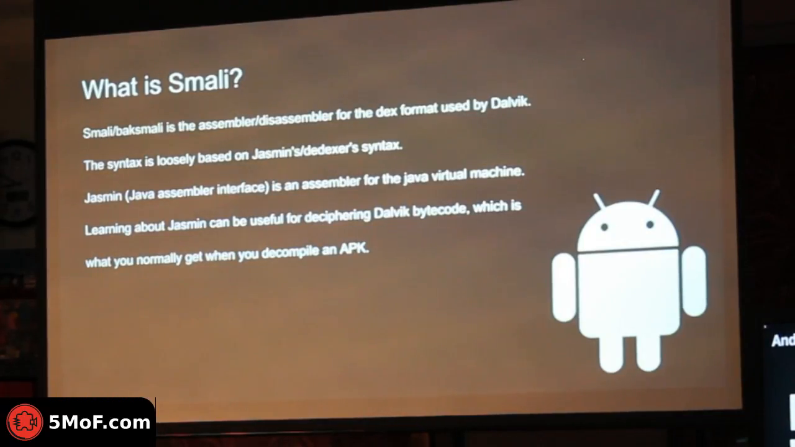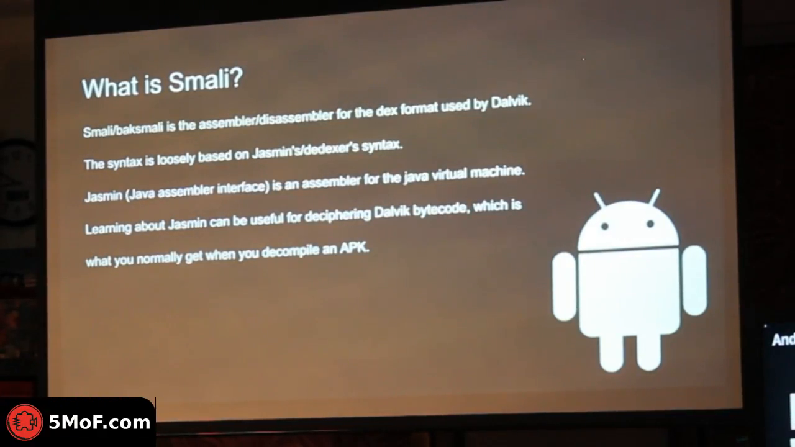So I'll briefly go over Smali. Smali, or baksmali, is the assembler and disassembler for the DEX format used by the Dalvik runtime engine, and it's loosely based on Jasmin's syntax. Jasmin is an assembler for the Java virtual machine. So if you want to be able to look at Dalvik bytecode, Smali, and read it and figure out what it is without decompiling it into a Java-like language, you should probably look up and learn about Jasmin, because they're pretty much almost the same thing, and they're not quite assembler, but they're pretty close.